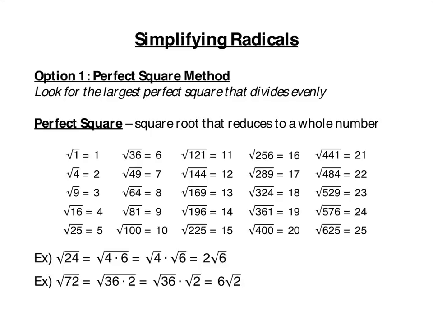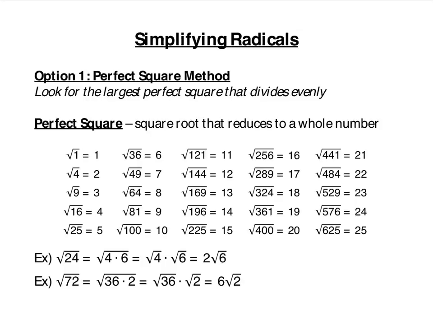Now let's discuss simplifying radicals. There are 3 methods for simplifying radicals. Option number 1 is the perfect square method. For this method, you look for the largest perfect square that divides evenly into the number. So below, I've listed the perfect squares between 1 and 25. We know that a perfect square is the square root that reduces to a whole number. So like the square root of 49 is 7, or the square root of 324 is 18. I suggest that you memorize the perfect squares for 1 through 25 as they will pop up on your tests often. Now let's look at 2 examples below.